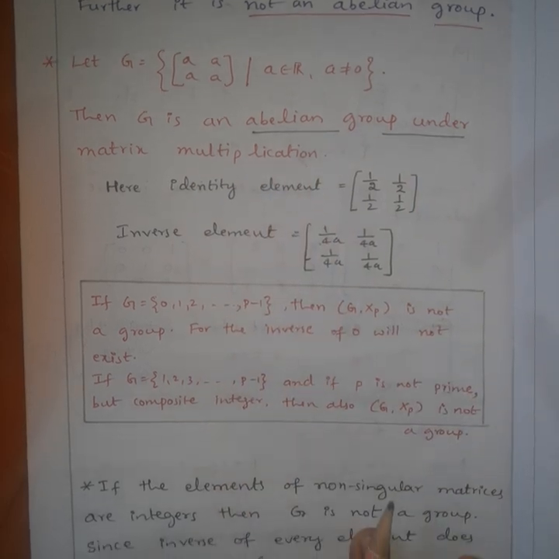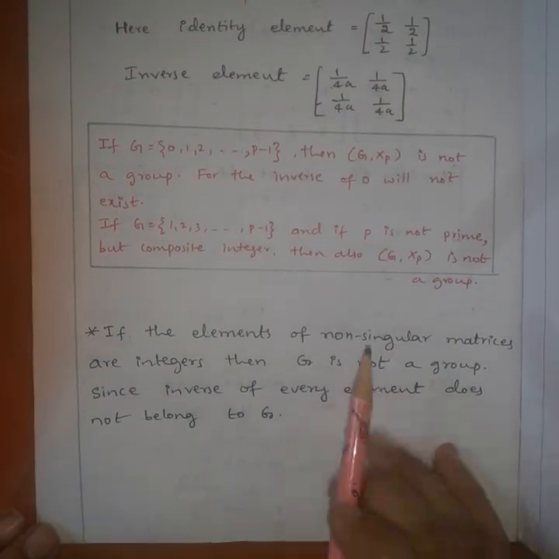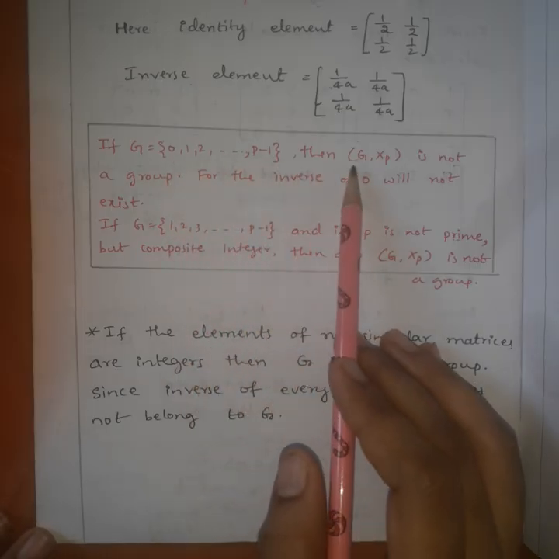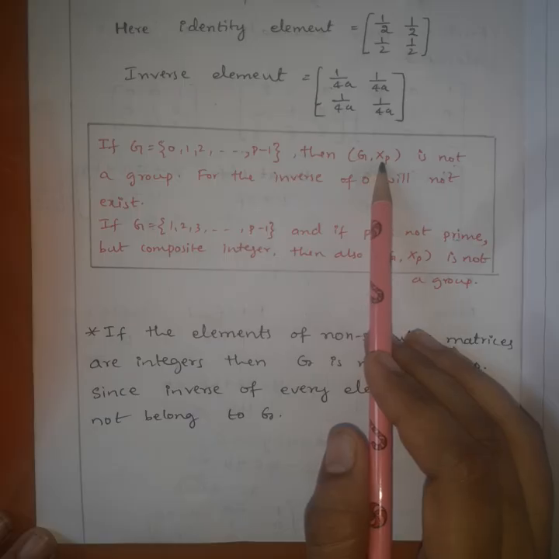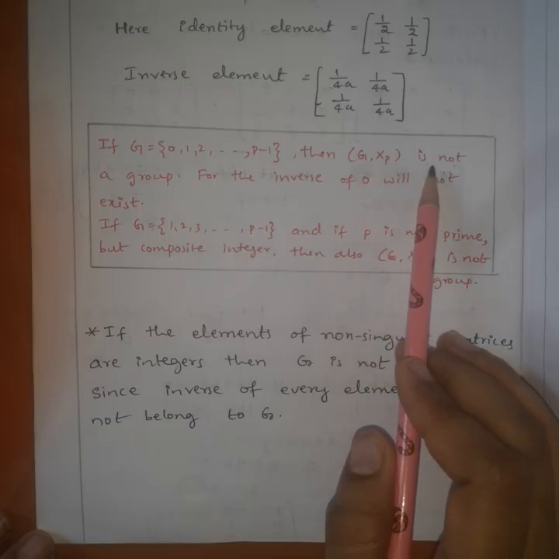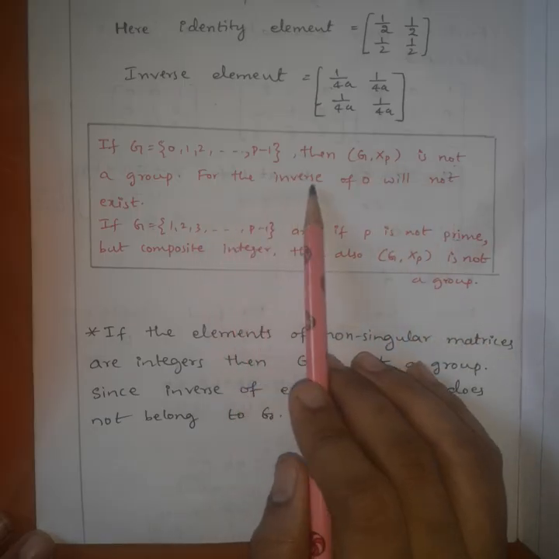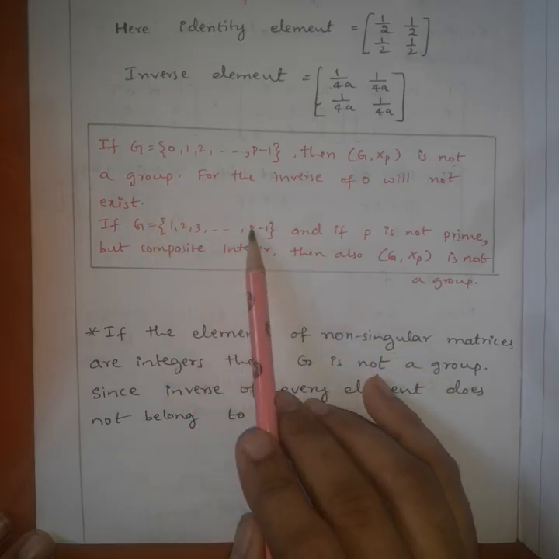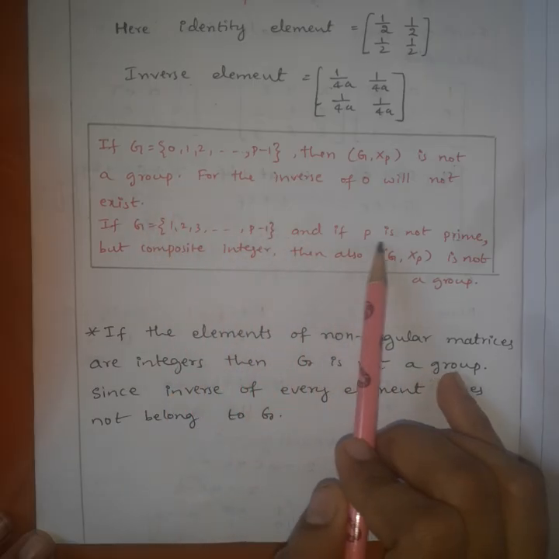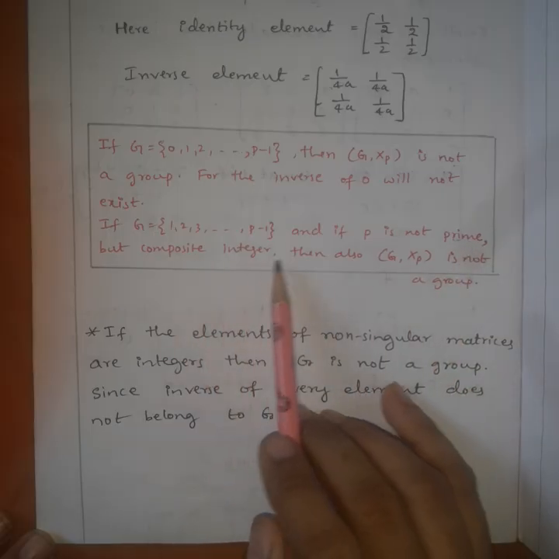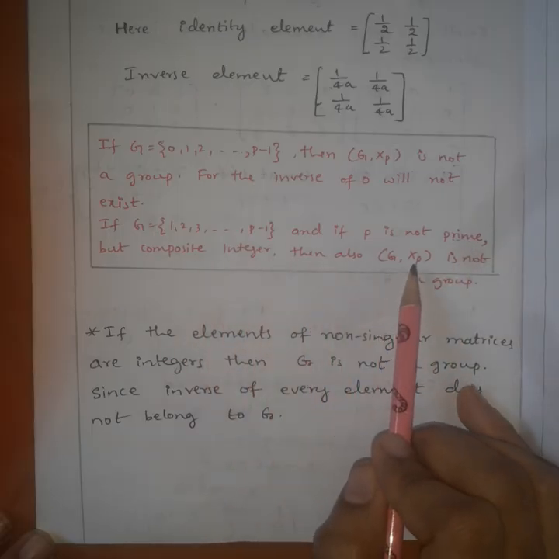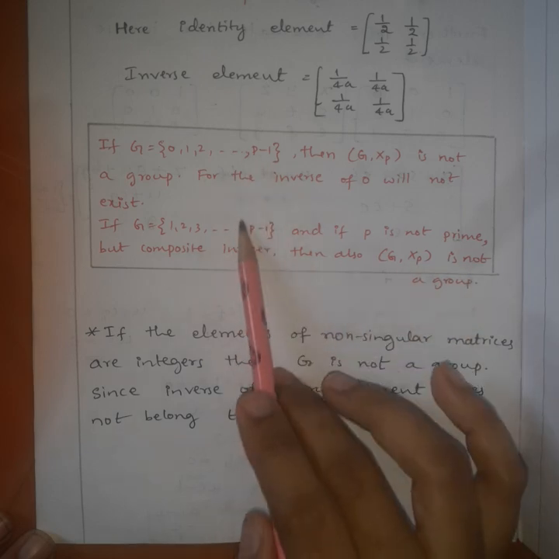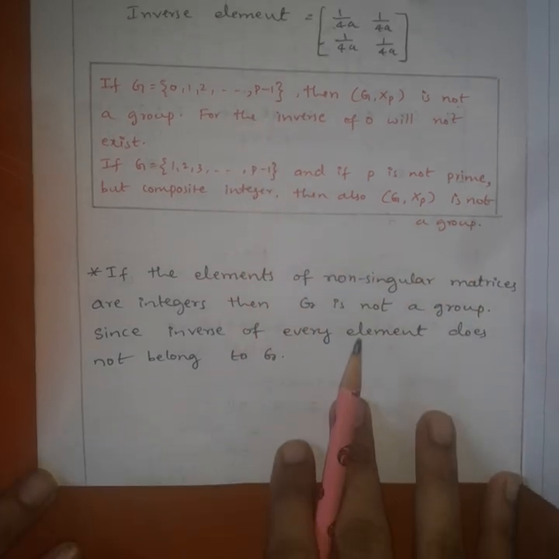Next I will make two remarks. If G equals 0, 1, 2 and so on up to p minus 1, then G with respect to multiplication modulo operation is not a group because the inverse of 0 does not exist. If G equals 1, 2, 3 and so on up to p minus 1, and if p is not a prime but a composite integer, then also G with respect to multiplication modulo is not a group. Remember these two points.